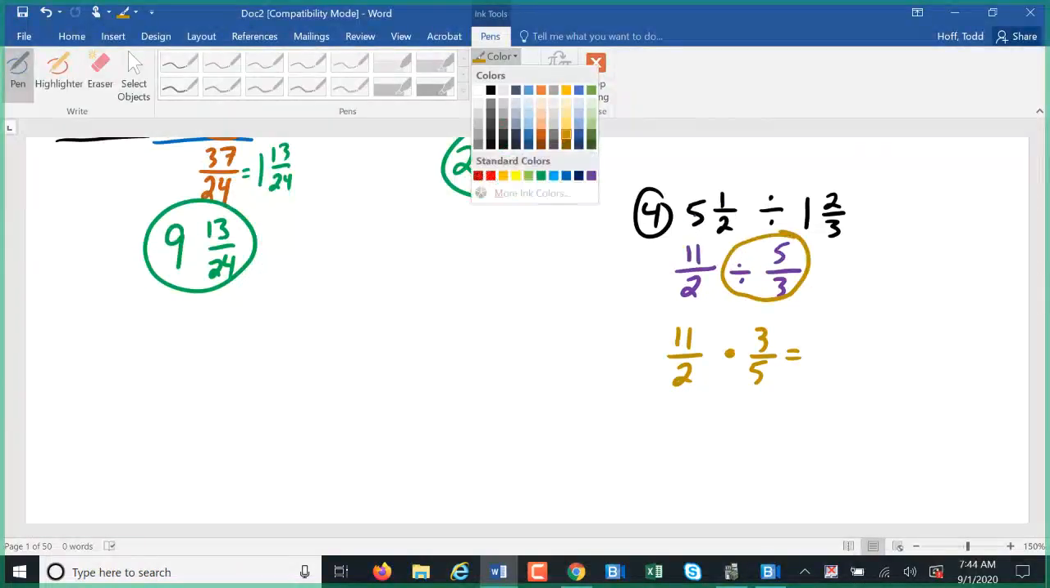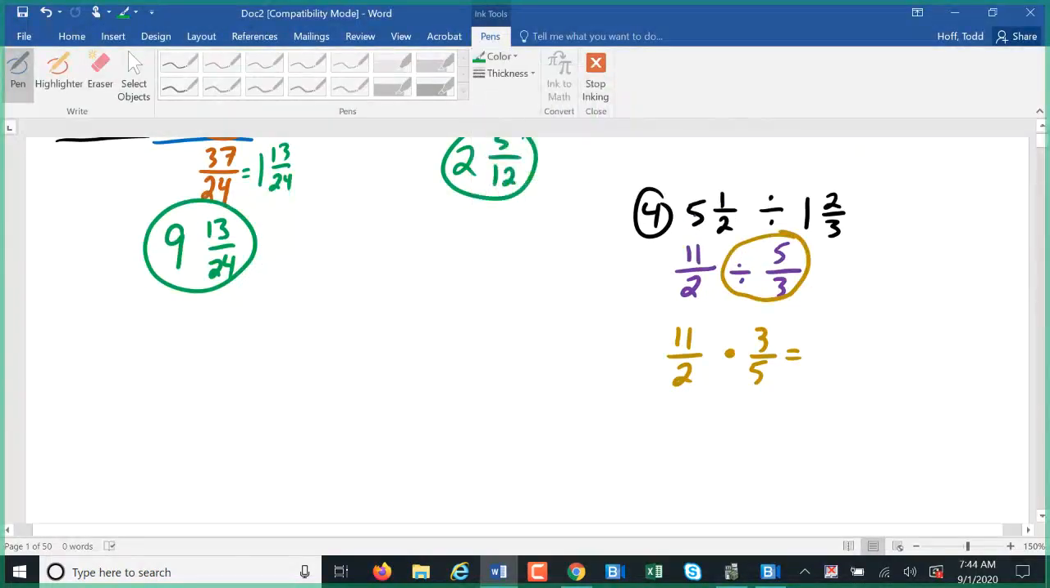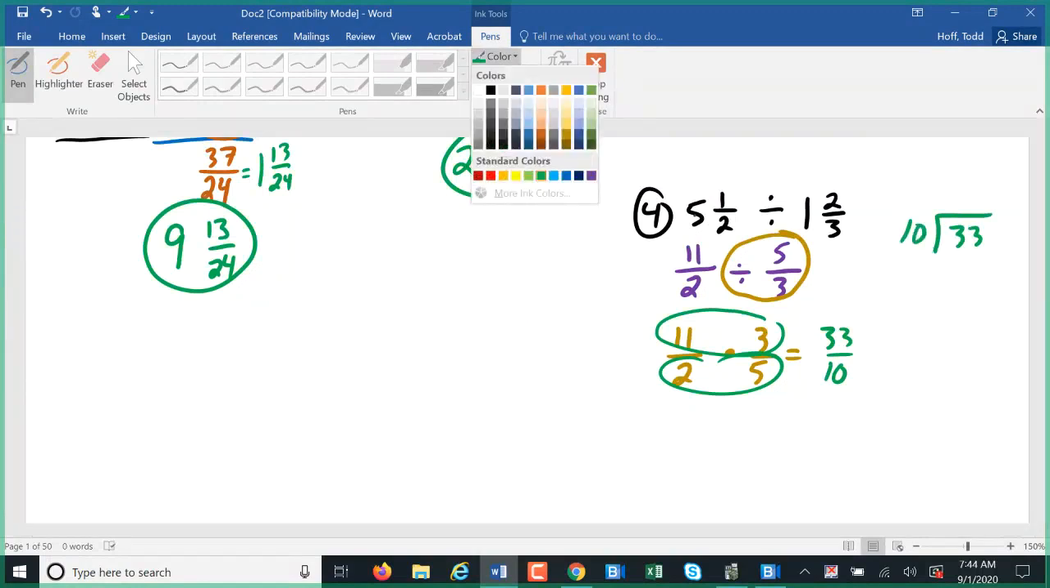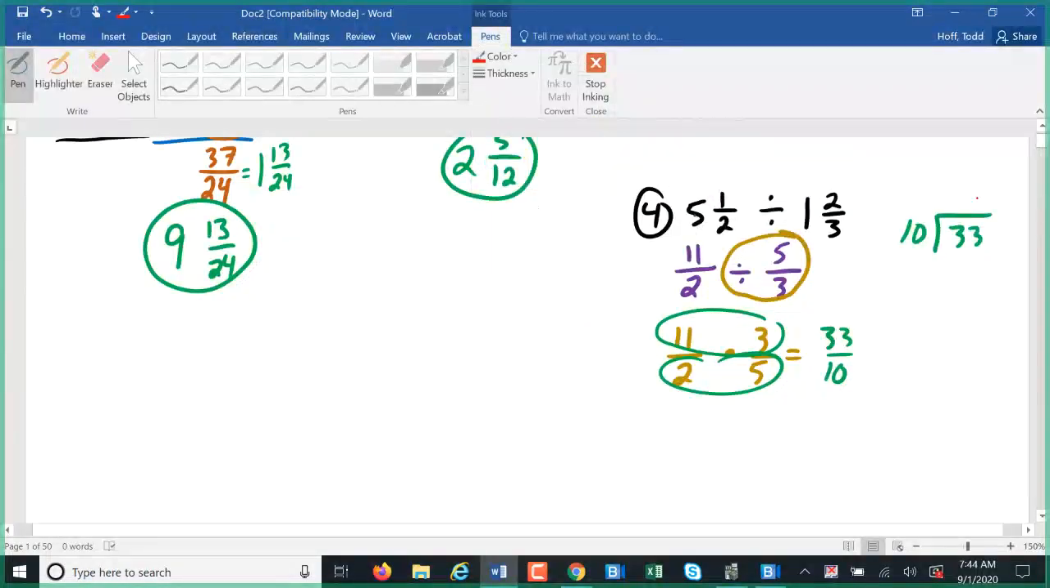And now we could cross cancel if there was anything that canceled out, but there is not. So we have 11 times 3 is 33. 2 times 5 is 10. 33 divided by 10. 10 goes into 33 3 times. 3 times 10 is 30. There's 3 left over. So this is 3 and 3/10.